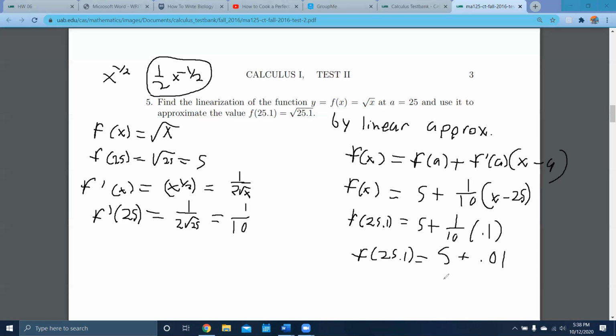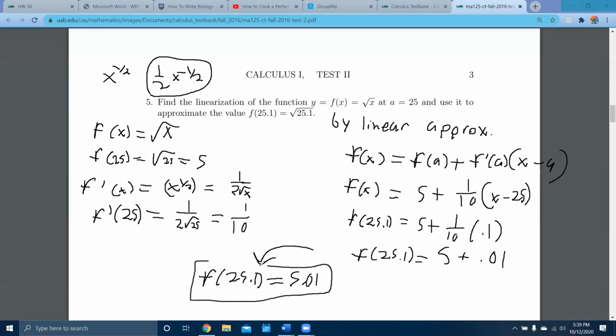So the formula is adding, not subtracting. Yeah, it's adding, not subtracting. So the answer is, I'm sorry about that. F of 25.1 is equal to 5.01. That's the answer. And this is by linear approximation.